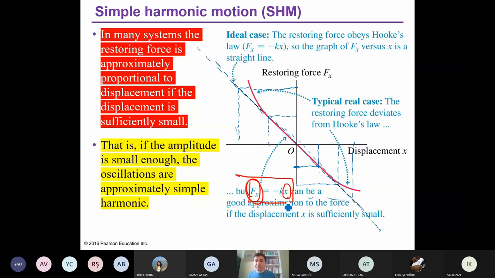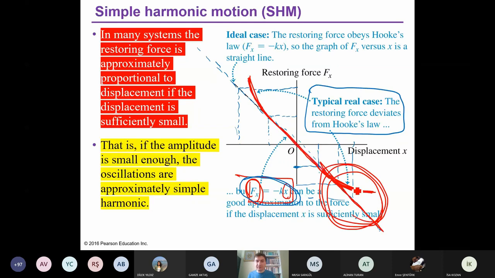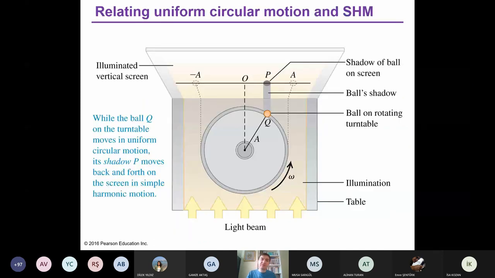But in real cases, the restoring force deviates from Hooke's law. Okay, what do you see here? It is shown with the red color here. This one, what do you see here? That in real cases, the restoring force deviates from Hooke's law, deviates from the ideal case. Okay, it can happen due to the spring properties. Okay, it can happen due to the friction force. Okay, it can happen due to the air resistance. But in real cases, the situation is a bit different. Any question here? Then let me continue with the relation between uniform circular motion and simple harmonic motion.